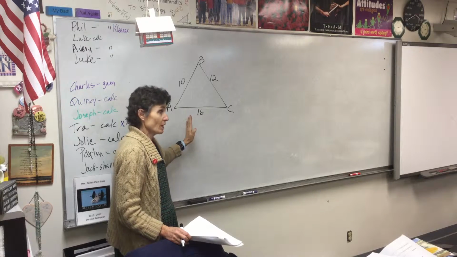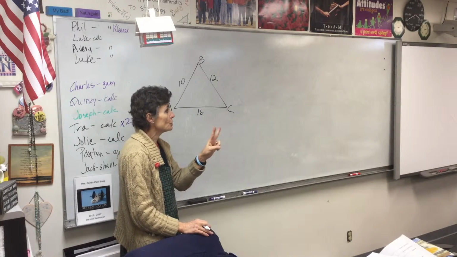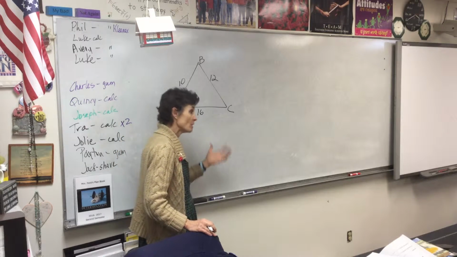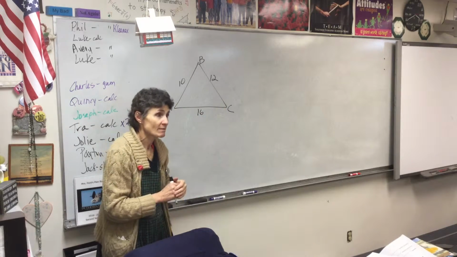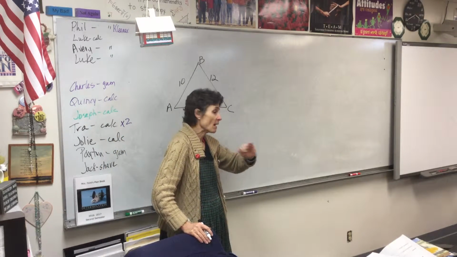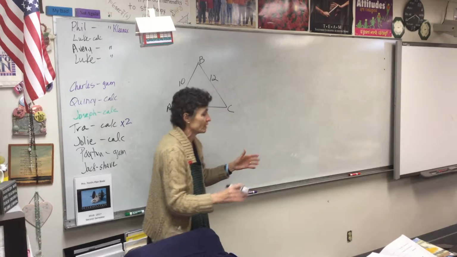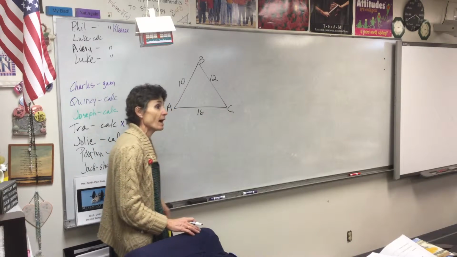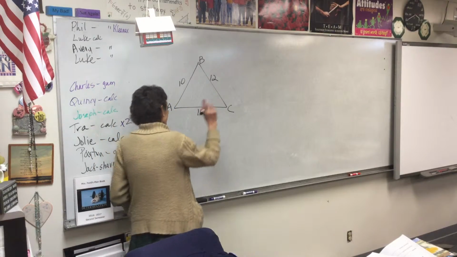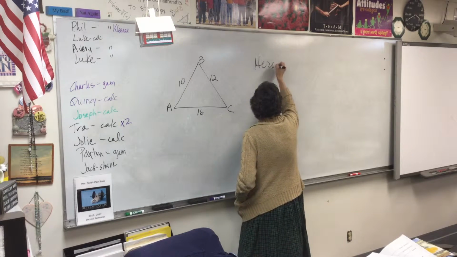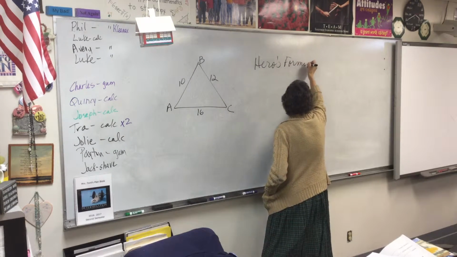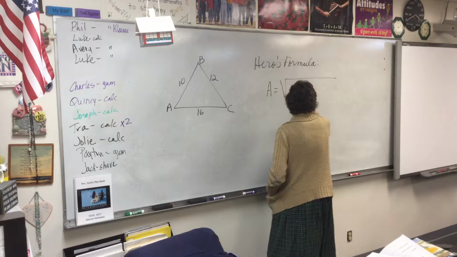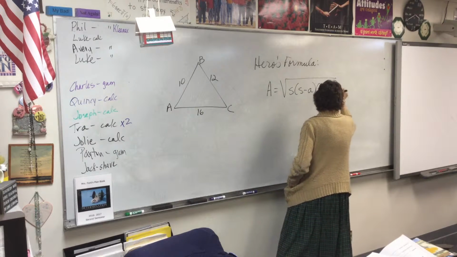Luckily, we are going to learn 2 new formulas for area that are going to help us find areas when we don't know the height. If you know the base and the height, 1/2 base times height is the way to go. That will never go away. I mean, that's still really good. But if you don't have the height, if you have, for example, all 3 sides, we have 2 new formulas. One of the new formulas is called Hero's formula. And Hero's formula says that the area of a triangle is given by this.